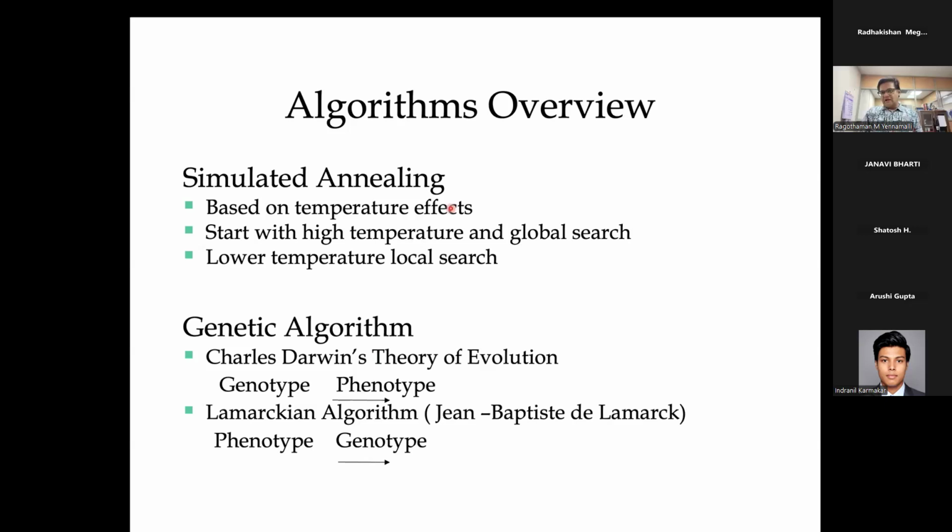So again, whatever I described is what is shown in this slide. Simulated annealing is based on temperature effects. You start with a high temperature and do a global search of the conformations, and you do a local search with a lower temperature. With lower temperature, very minimal torsions will be changing, very minimal rotational bond changes will happen. And so you can find out which is the optimal conformation that can bind to that particular target.